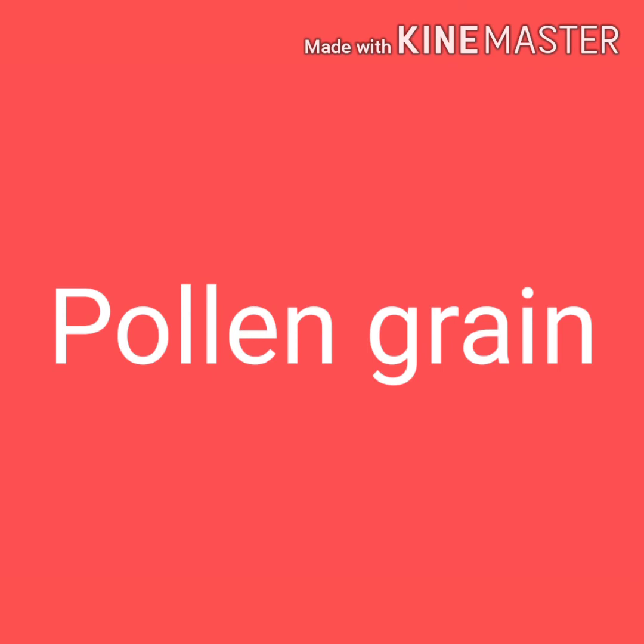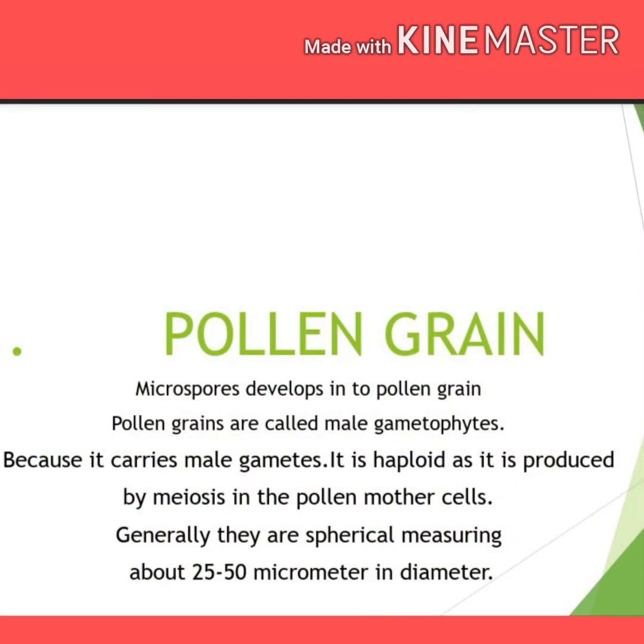Next we can study about the pollen grain. Microspores develop into pollen grains. Pollen grains are otherwise called male gametophytes. What do you mean by gametophyte? The structure which bears gametes is called a gametophyte. As pollen grains carry the male gametes, they are called male gametophytes. It is haploid. Why is it haploid? Because it is produced by the meiosis or reduction division of the microspore mother cell inside the pollen sac.